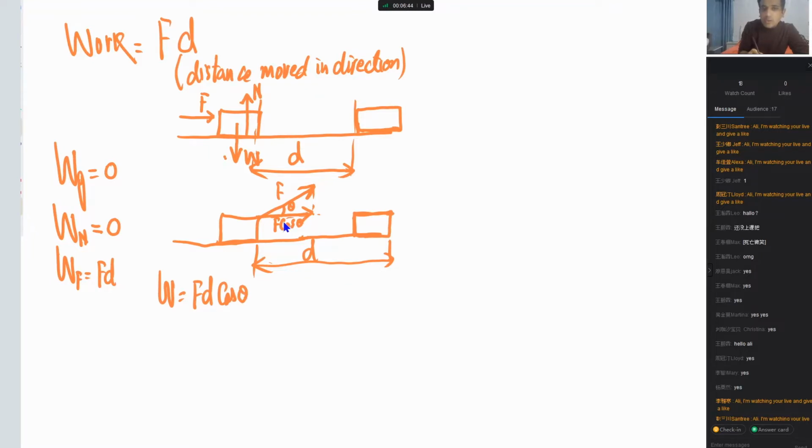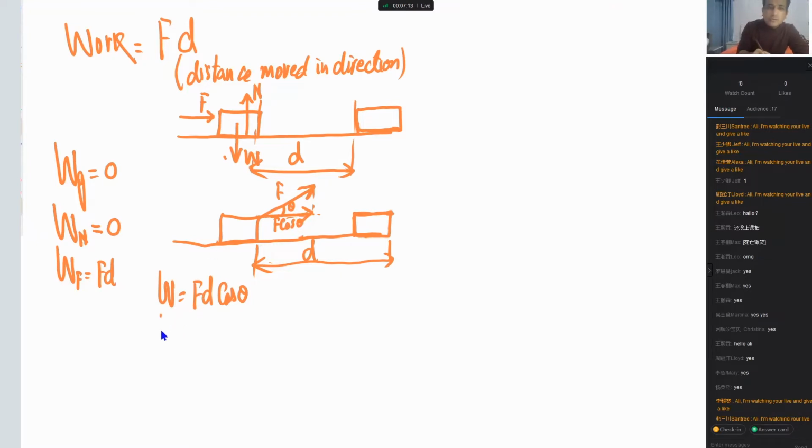Simply you can say the horizontal component of force you multiply by distance traveled, and that is the component of force that is pushing this one forward. This component of force is in the direction of distance moved. Simply, distance moved is in direction of this component of force. So this is how you can calculate work done.